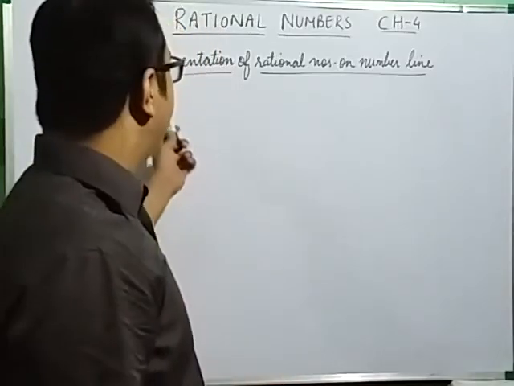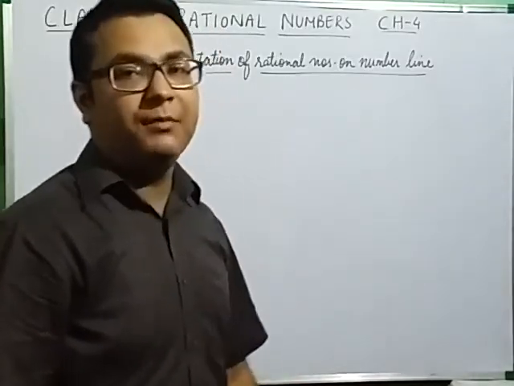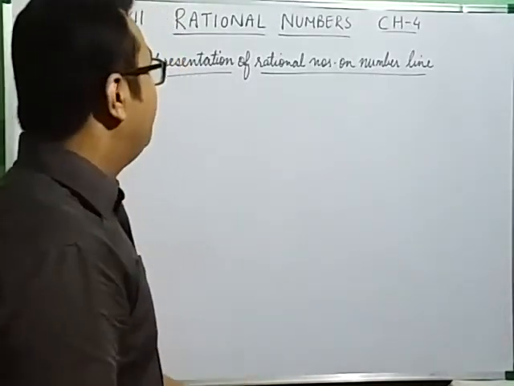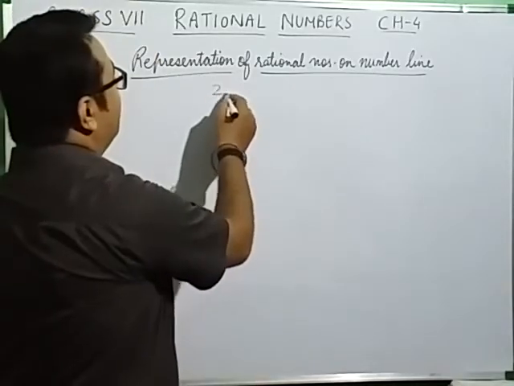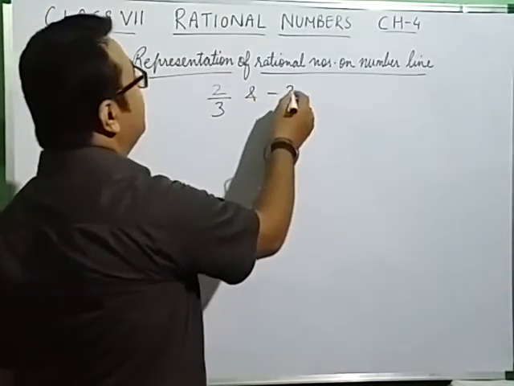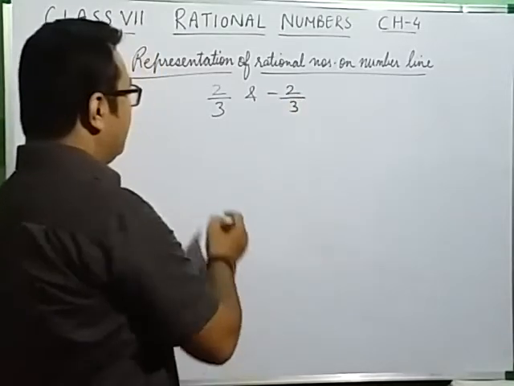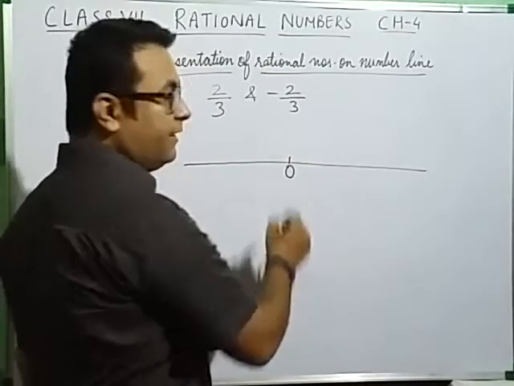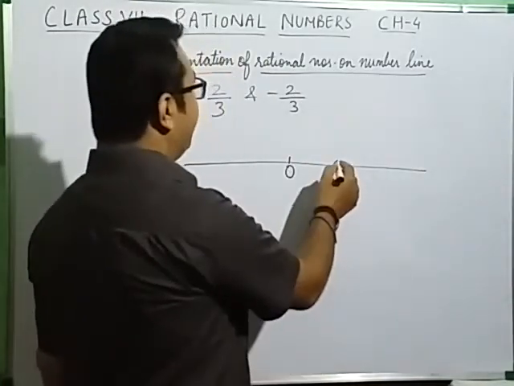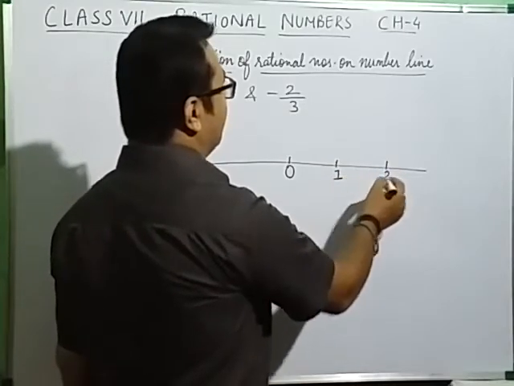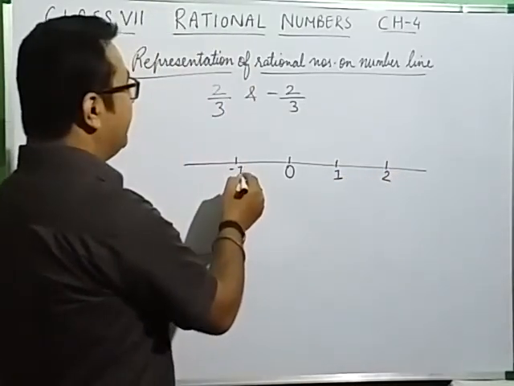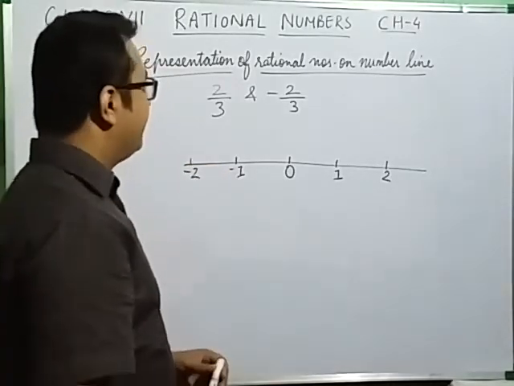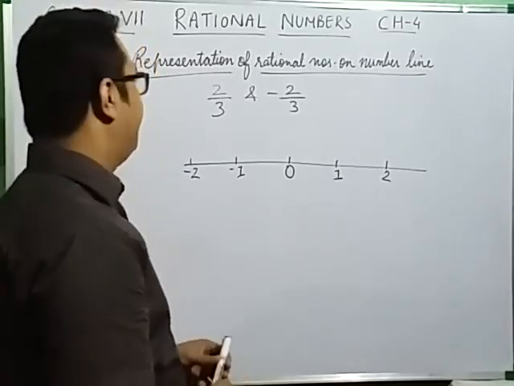Now our next topic is representation of rational numbers on number line. This is a very important topic, so let us understand it. Suppose you have to represent 2 upon 3 and minus 2 upon 3 on the number line. For that, first we draw a number line. Middle value is always taken as 0 and on the right hand side we take positive values. Similarly on the left hand side of 0 we take negative values. Now let us understand how to represent it on number line.